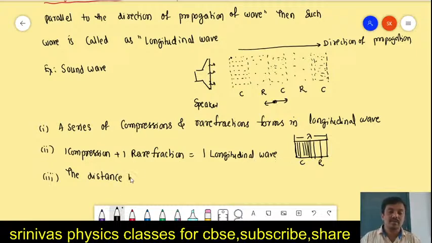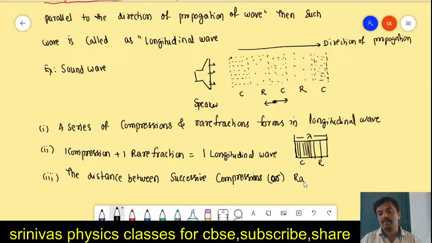The distance between successive compressions or rarefactions is called the wavelength.